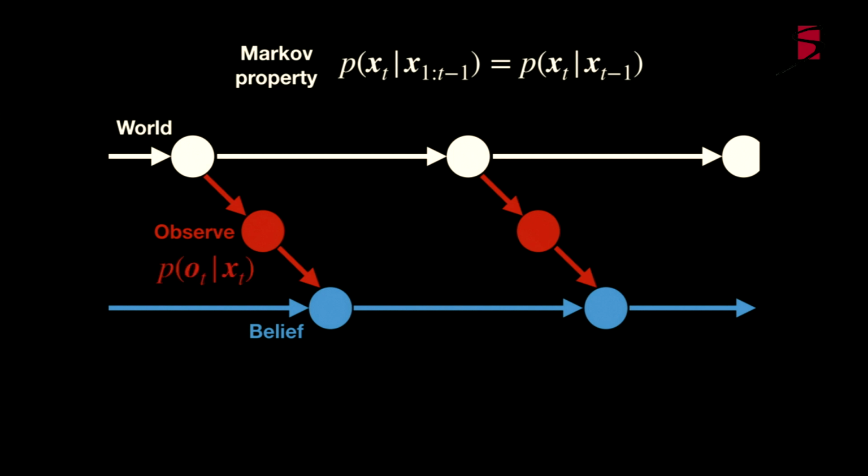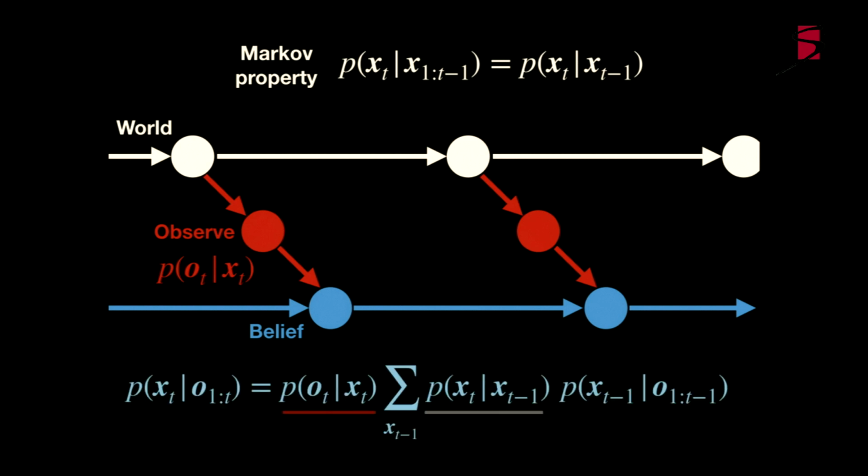Given that knowledge, we're also going to characterize our observations, and we will imagine that those observations are measurements of the current state, P of O given X. Okay? And so with those two, we can actually describe how your belief about the world should evolve over time, given that your observations are not perfectly reliable and don't tell you everything.